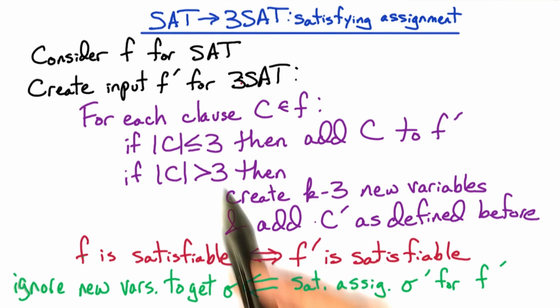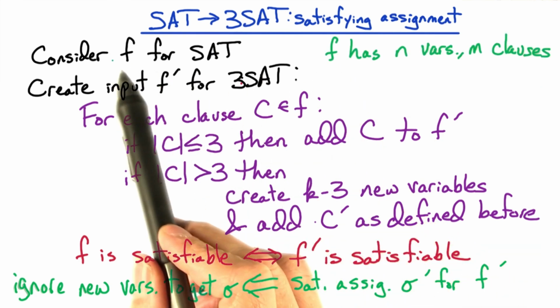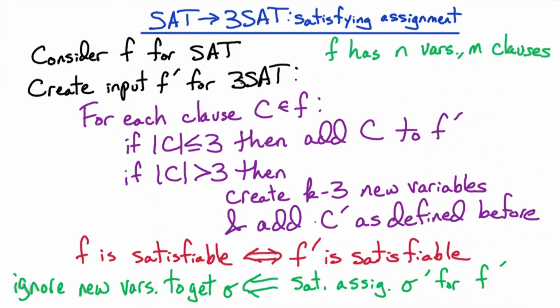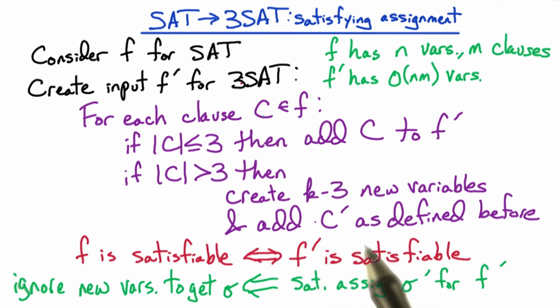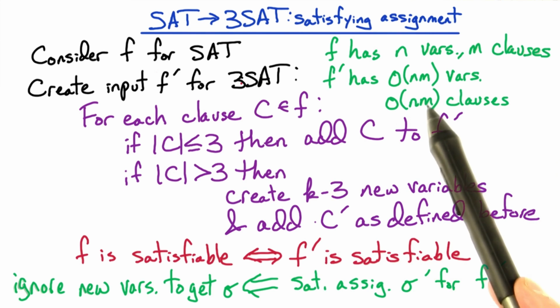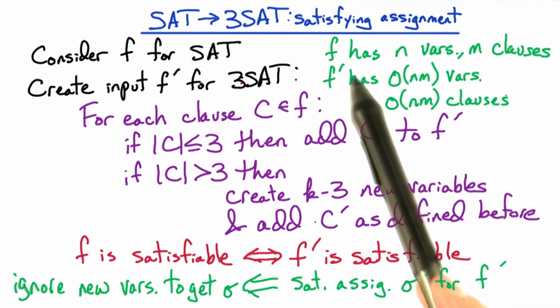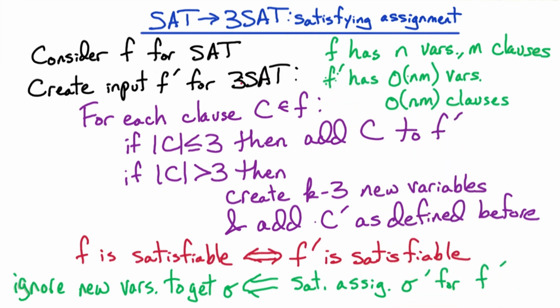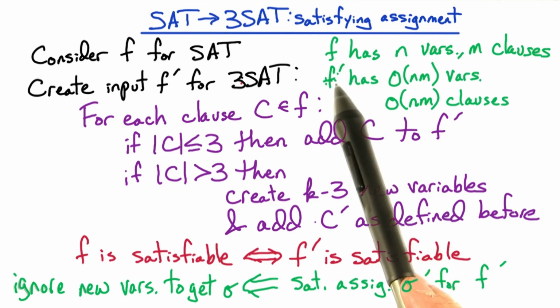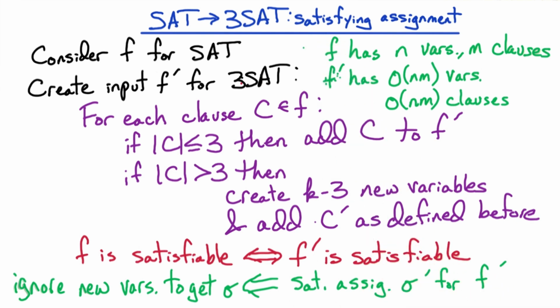One last thing to note is what is the size of f prime? f, our original input to SAT, has n variables and m clauses. How many variables does f prime have in the worst case? Well, we might create n new variables for each clause. So it has order nm variables in the worst case. And we're also replacing every clause by order n clauses in the worst case. So we have order nm clauses. But this is okay because the size of f prime is polynomial in the size of f. So if we have an algorithm which is polynomial running time in the size of f prime, it's still polynomial in the size of f as well. So this completes our first NP completeness proof.